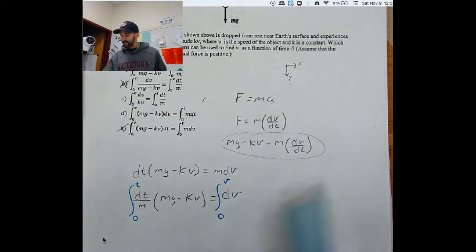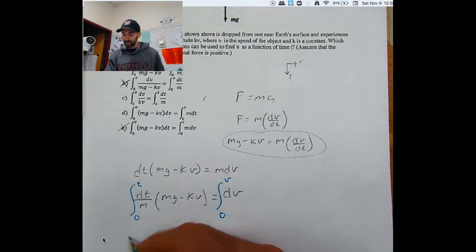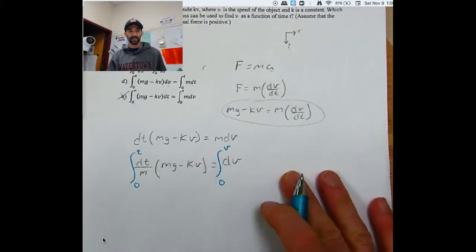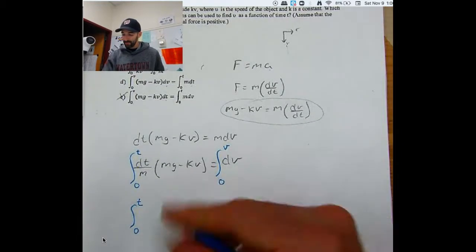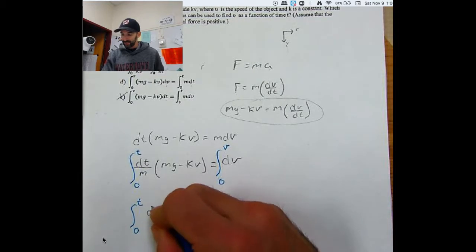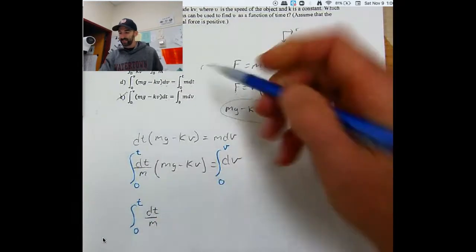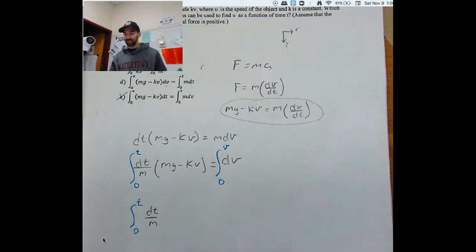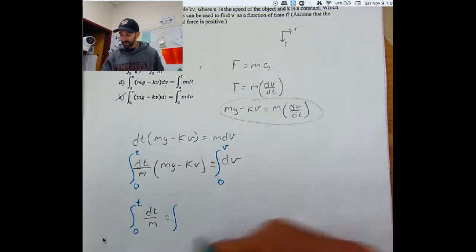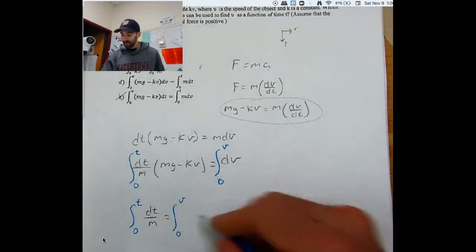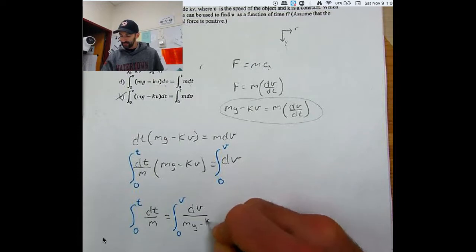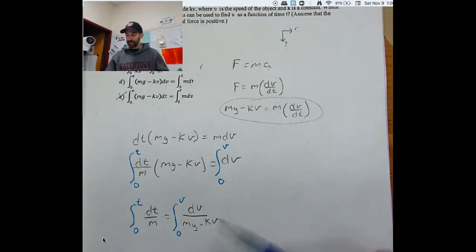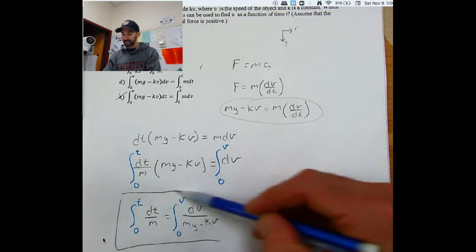Now, when I separate my variables, I'm going to be left with the antiderivative from 0 to t of dt divided by m. Well, that's good, because that matches 3 of my options that you can't see right now. We'll go back to that. Equals the antiderivative from 0 to v of dv divided by (mg minus kv). Now this is my answer in simplest terms.